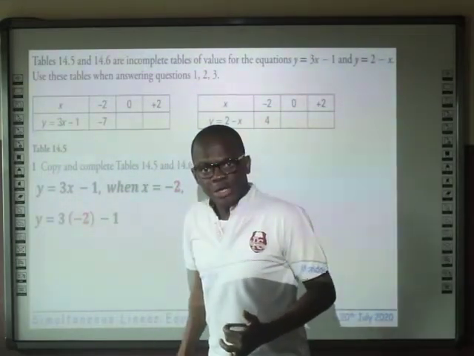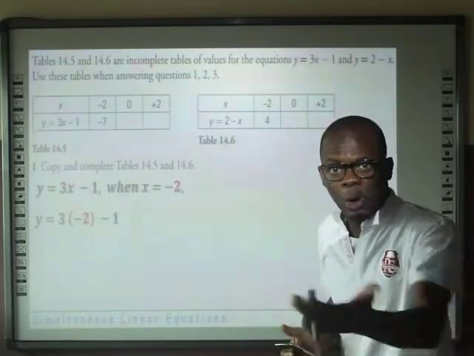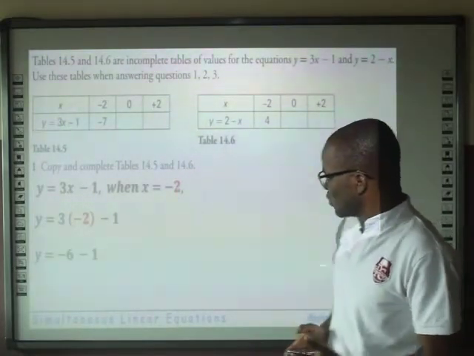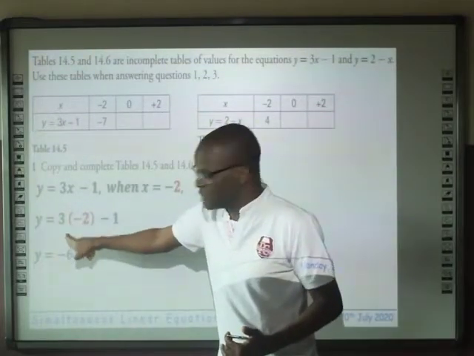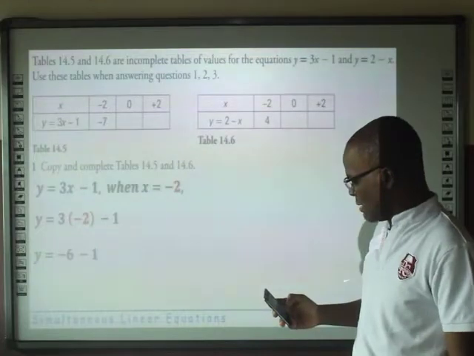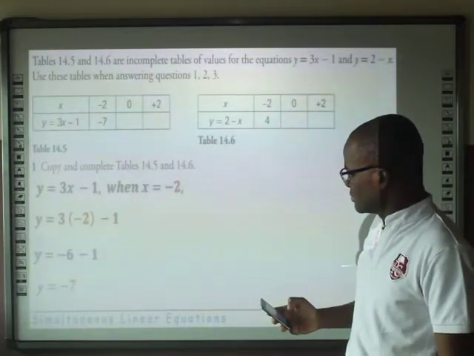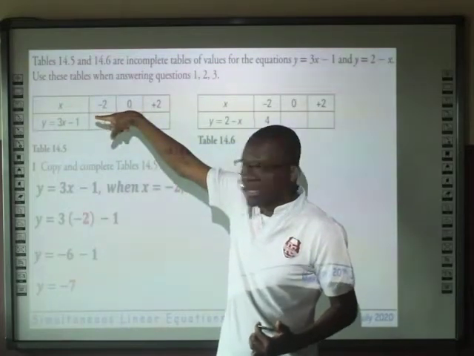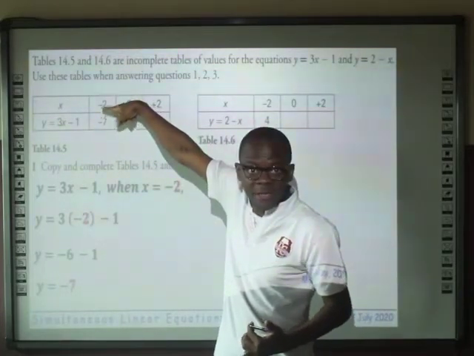And what do you do next? You open the brackets. When you open the brackets, what do you have? y is minus 6 minus 1, yes? 3 times minus 2 gives you minus 6. And minus 6 minus 1 is minus 7. So there you go. y is minus 7. So that is correct. That's correct for the first set of values.